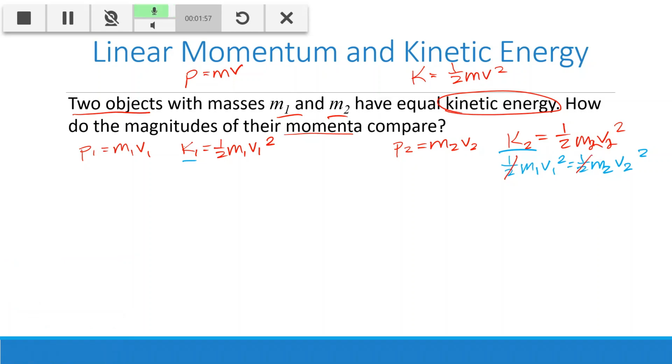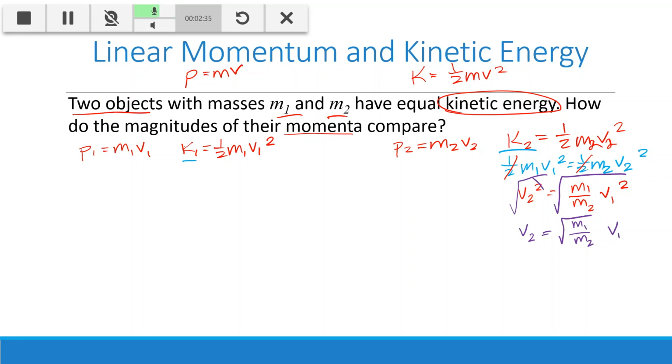Then what I can do with this is solve for v2, since v2 is the unknown quantity. I can find that v2 squared will be m1 over m2 times v1 squared. And then to find v2 itself, I can take the square root of both sides. That gives me v2 is equal to the square root of m1 over m2 times v1. So that gives me an expression for v2.